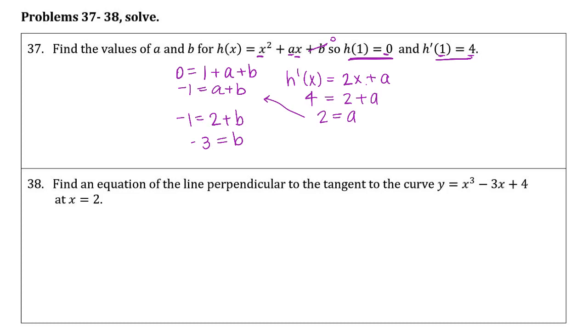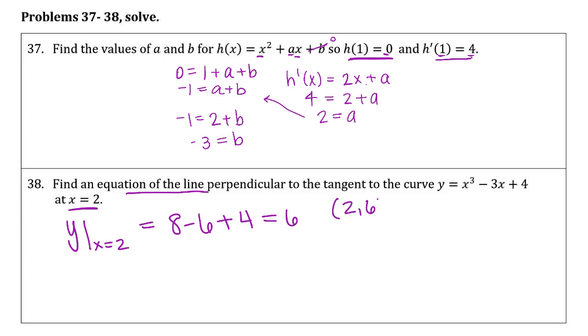All right, so let's do our last problem. Find the equation of the line perpendicular to the tangent curve. Now, perpendicular lines have negative reciprocals. So it sounds like if we're doing the equation of this line perpendicular, well, we know x is 2, so I need to evaluate y at x equals 2. And when we do that, I get 2 cubed, so that's 8 minus 3 times 2 plus 4. So that looks like that's going to generate 6. So I now know my ordered pair is 2, 6.